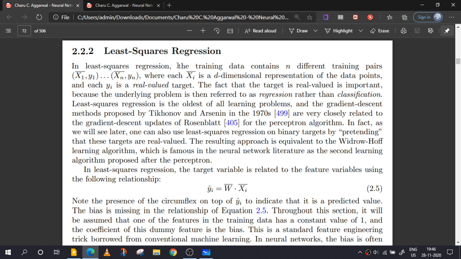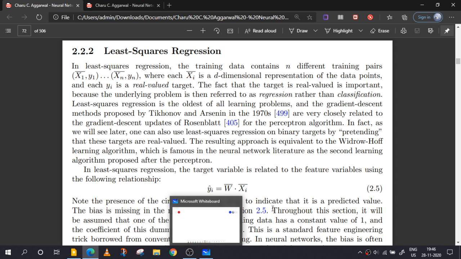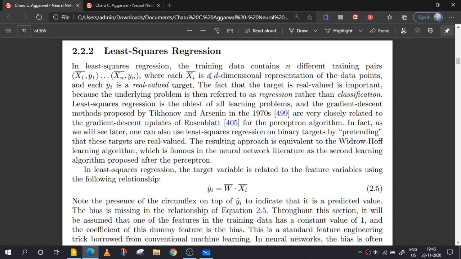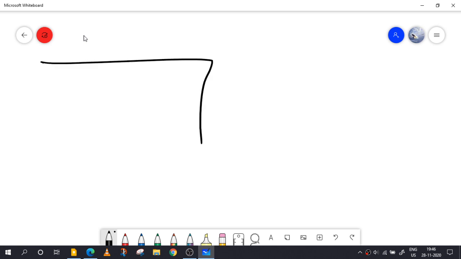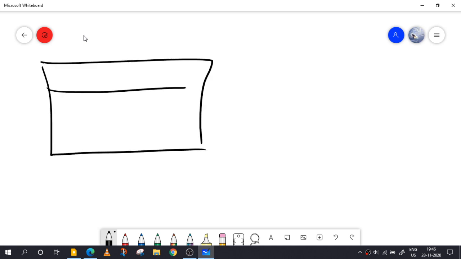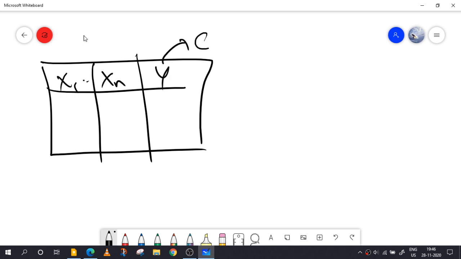So in least square regression, training data consists of n different training pairs: x1, y1, and so on, where xi is a d-dimensional representation and yi is a real-valued target. Basically, it's saying like a table, right? Can I right click this? Okay, can't. So basically, there's a table, and here's x1, x2, xn, and this is your y. This is your class label. This is the one that I'm trying to predict.